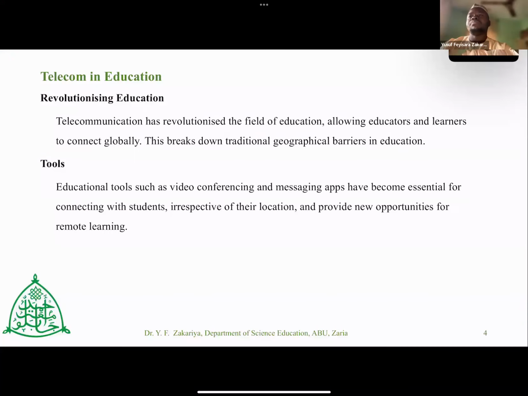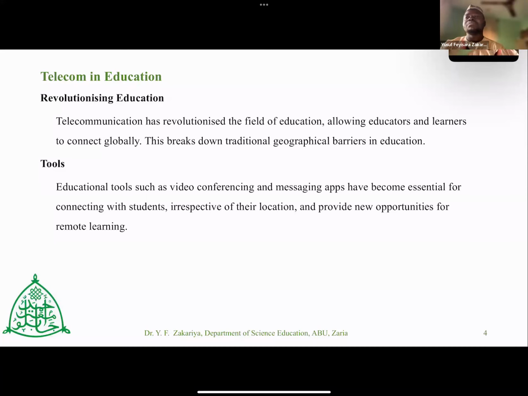All right, I'm taking this particular page again. Like some of you mentioned, you couldn't get what I was saying before. So I said the purpose of telecommunication in education, which is our concern. Telecommunication has actually revolutionized the way we teach, the way we learn, and the way we interact with each other. It has allowed educators and learners to connect globally. So this breaks down the traditional geographical barriers in education.